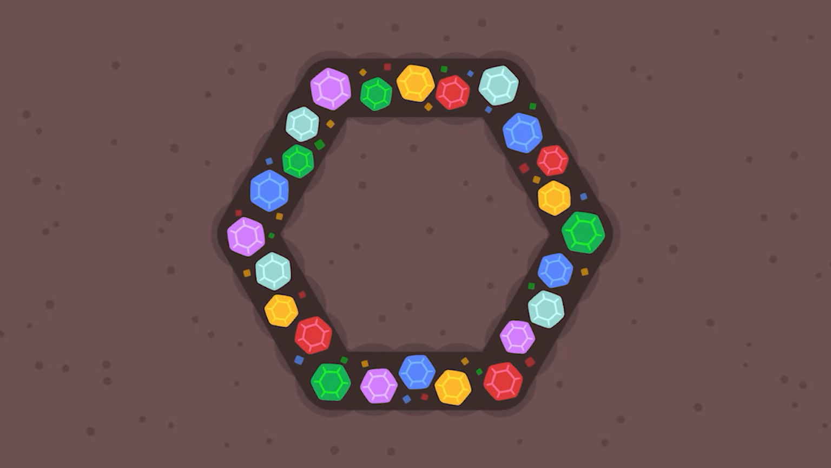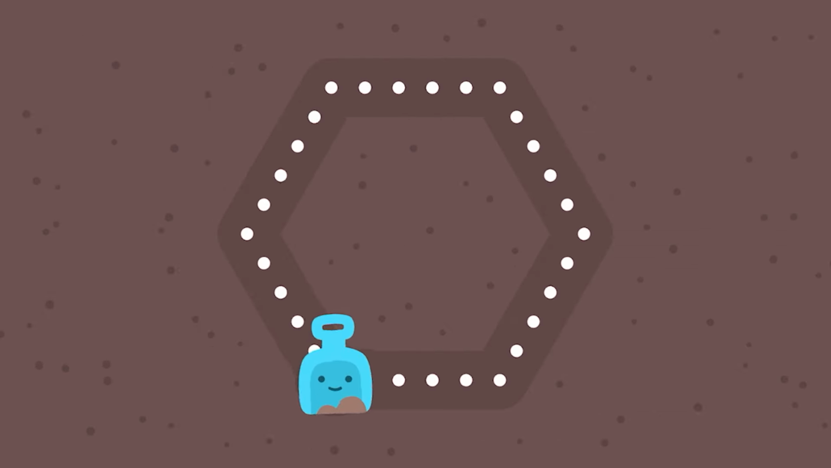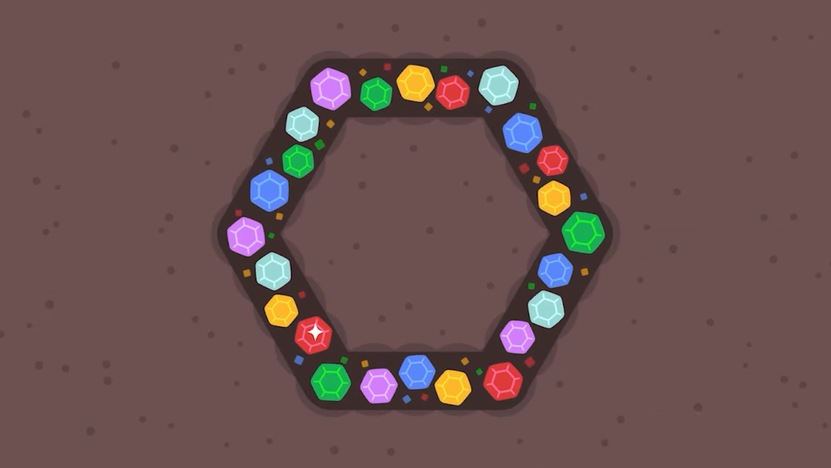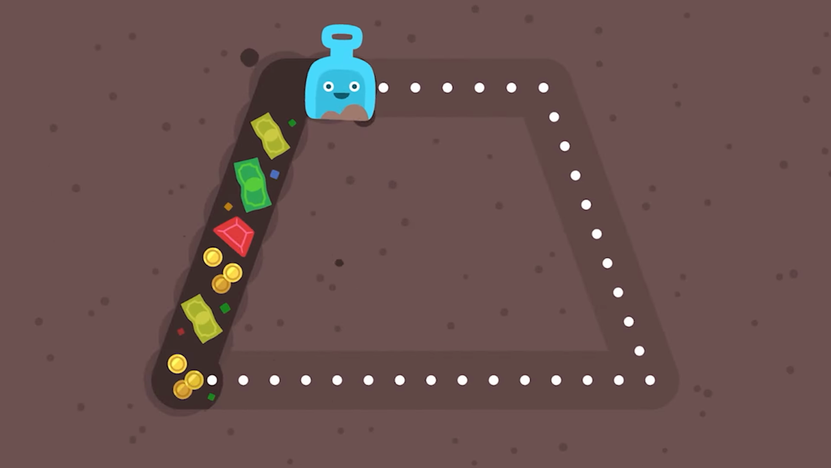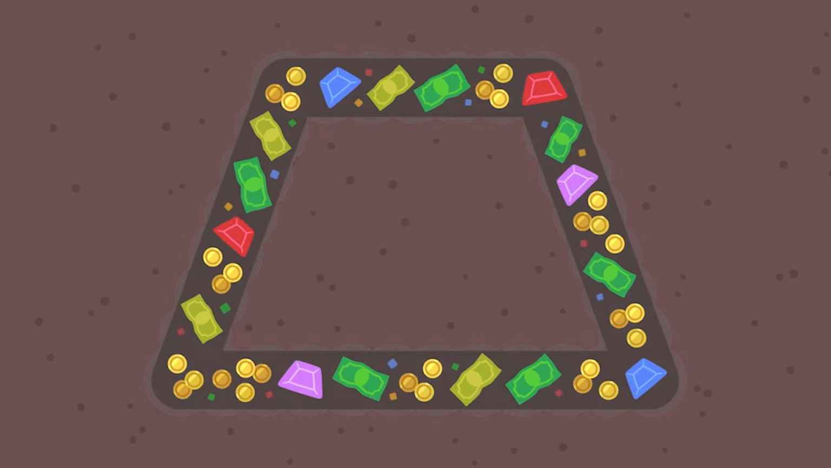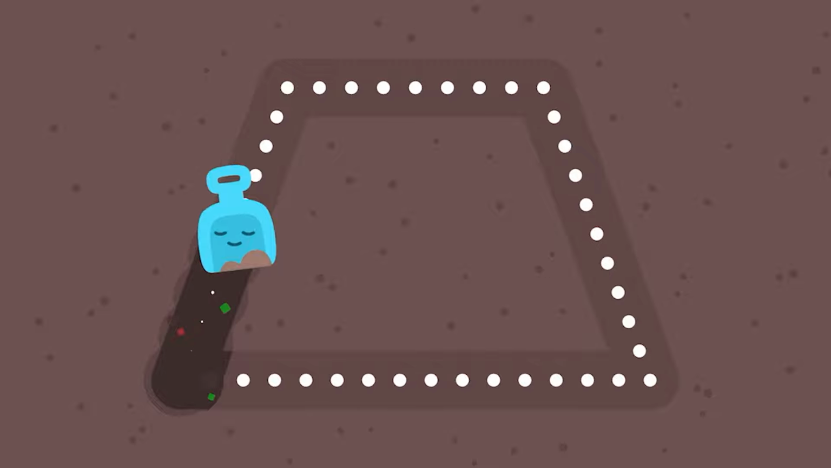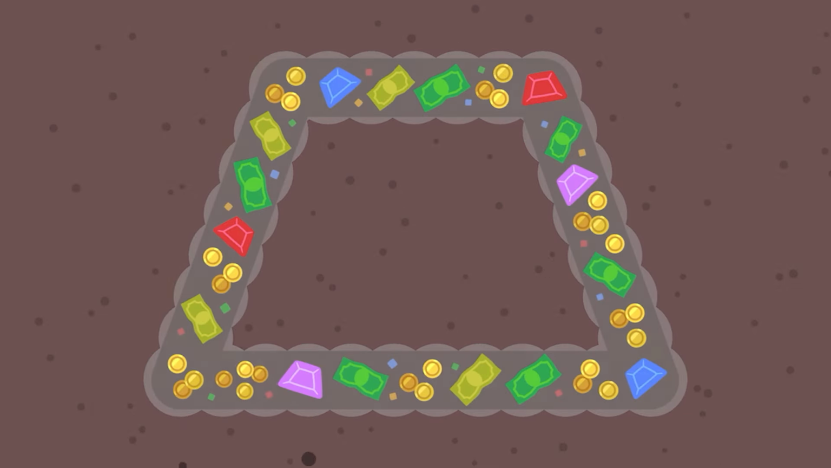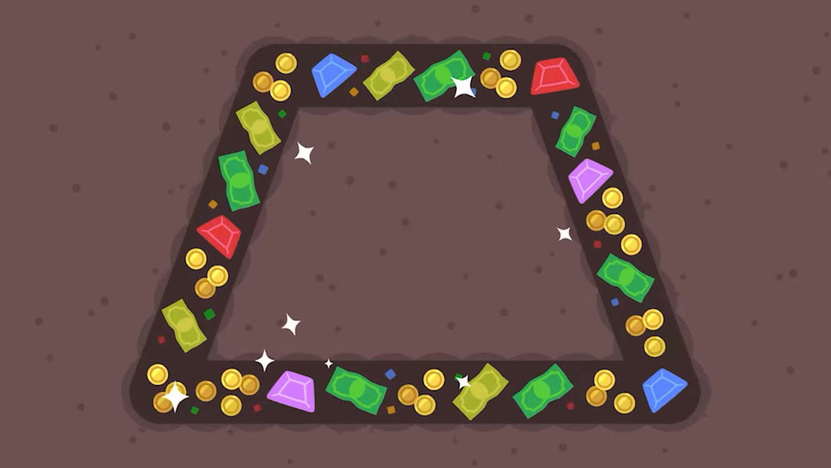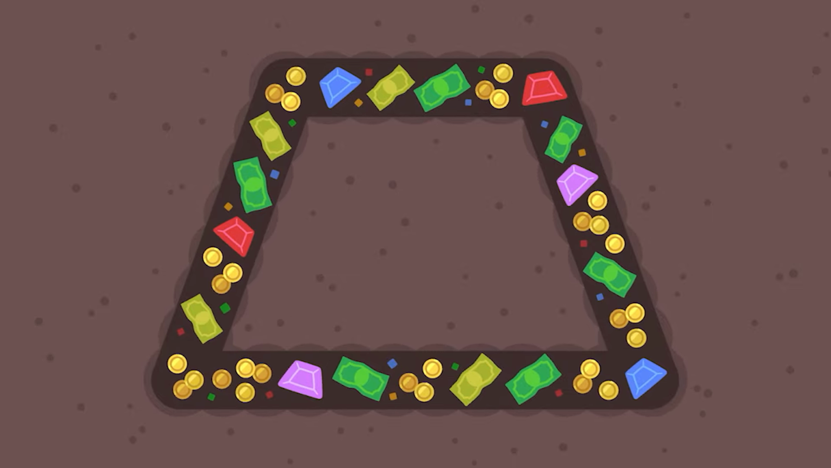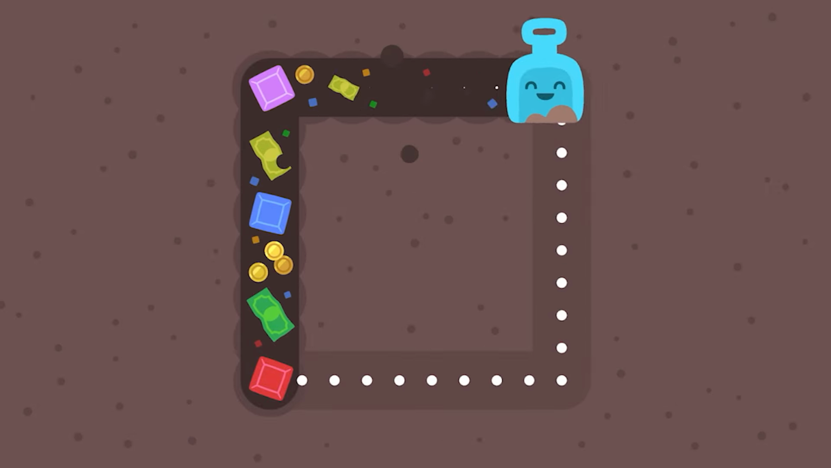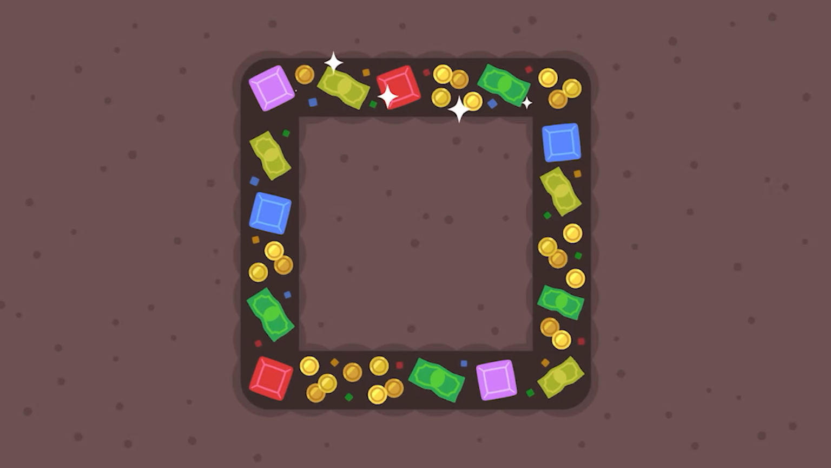A hexagon looks like a bee's honeycomb. A hexagon has six sides. Trapezoid. A trapezoid has four sides. A square has four sides.